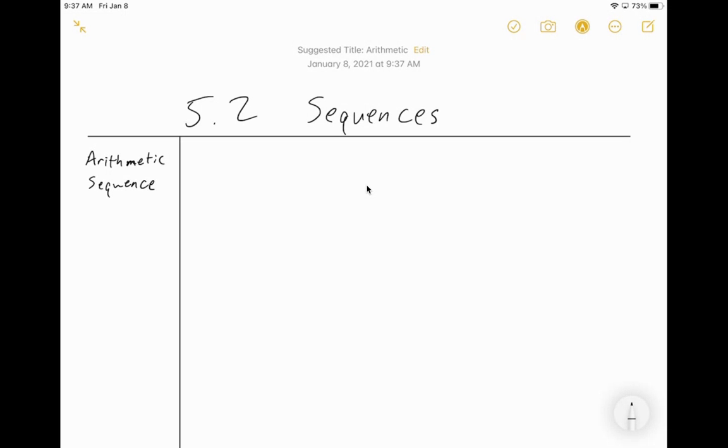All right, so an arithmetic sequence is simply a sequence where you add the same number to the previous term. So what do I mean by previous term? Basically, how do I get from one number to the next number? You add the same number. So here's an example that you can write down.